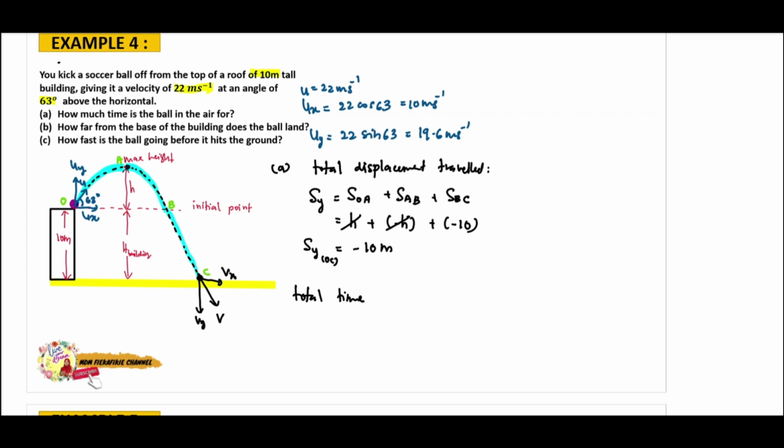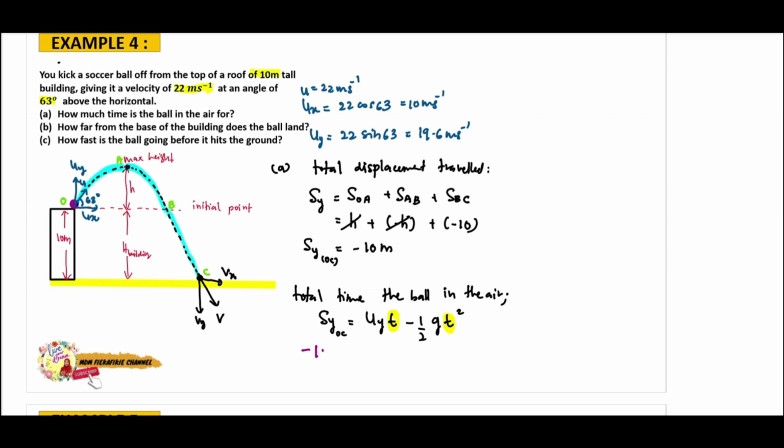okay, total time the ball in the air, okay, so we can write, equation kita adalah SY, daripada O ke C lah, UYT minus half GT squared. Okay, so kalau SY itu daripada O to C, maknanya masa yang kita kira ini adalah masa keseluruhan daripada O ke C.